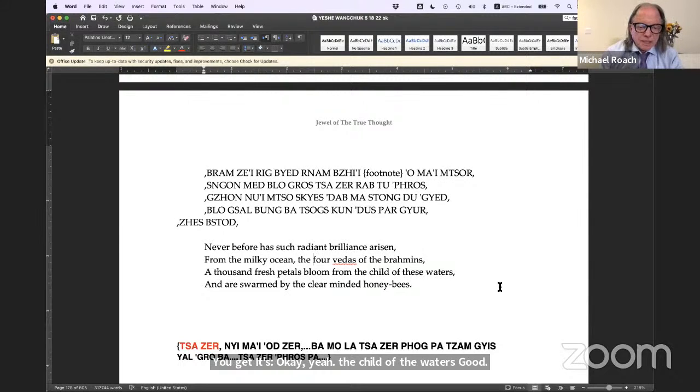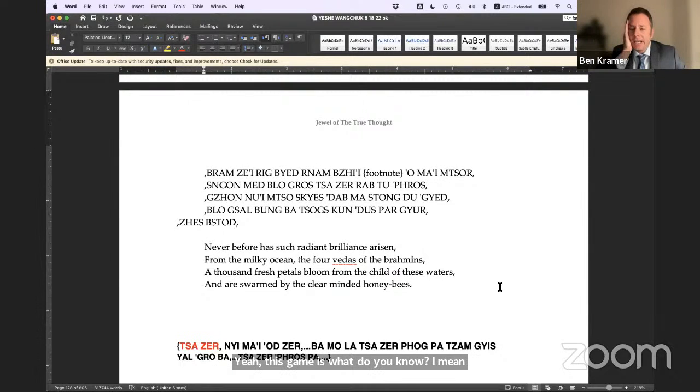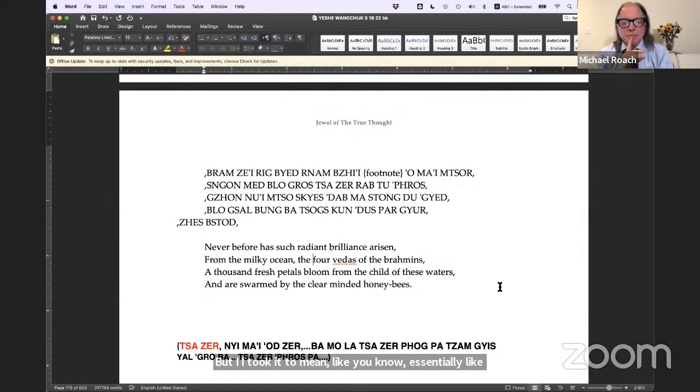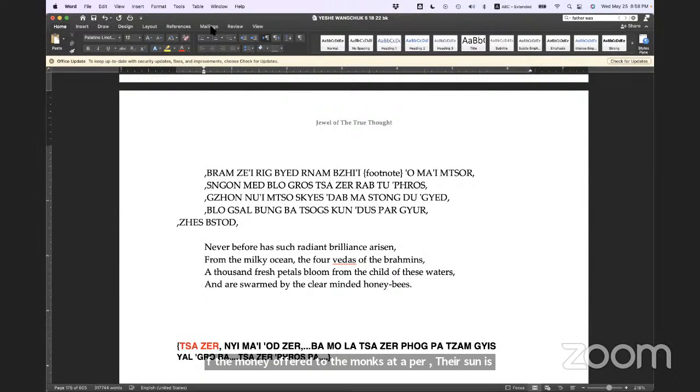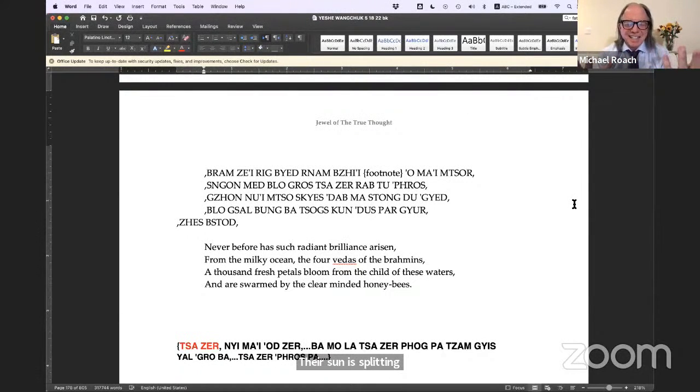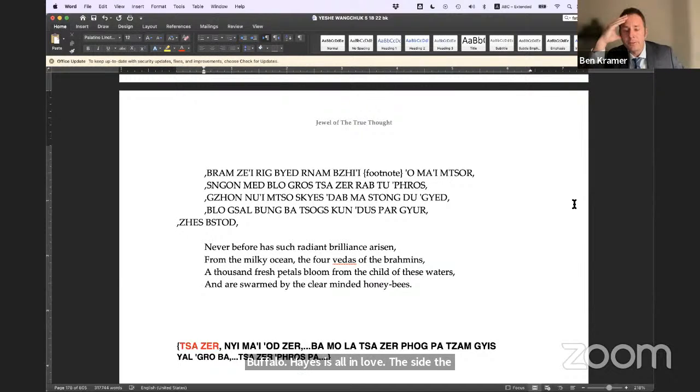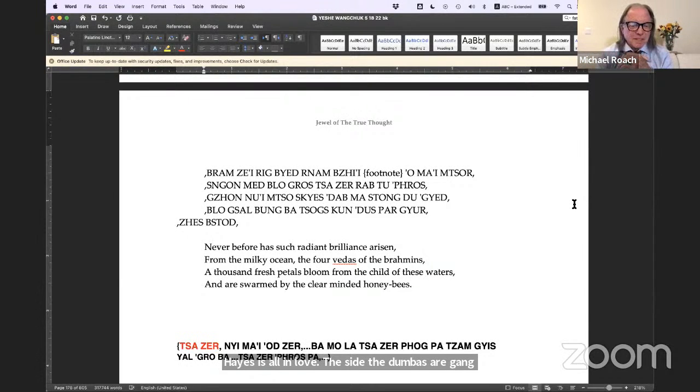Dhamma Dongduki. This gay means what? Do you know? I took it to mean like blooming or growing. Yeah, it means split open. Gay is also the word for a share of the money offered to the monks at a prayer. They split. Did you get your split? Okay. The sun is splitting. The dhammas are gay. The petals are blooming, opening, splitting open. And then the clear-minded honeybees. The last line is perfect. Nice. Clear-minded honeybees. Those are good students for the next.